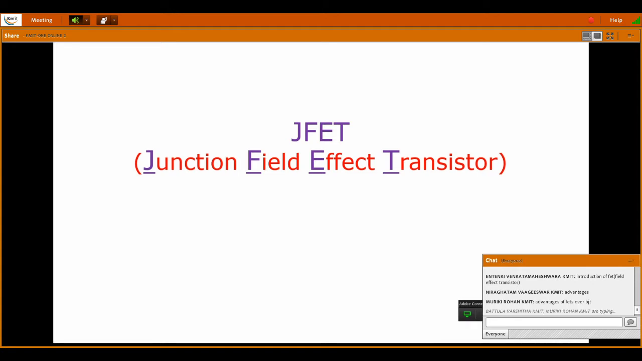Yes, we have many advantages. That's why we are using FET instead of BJT. Yes, less noisy, unipolar, good thermal stability, easy to fabricate. Okay, very good.